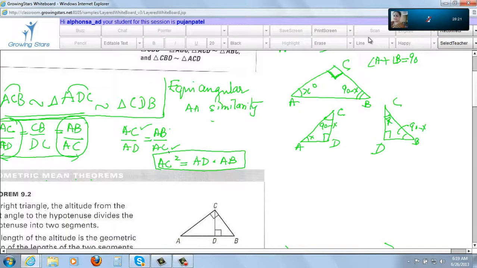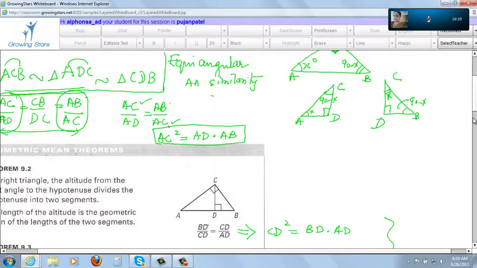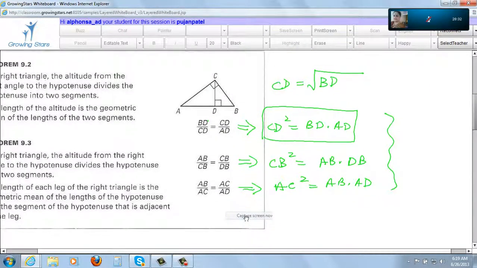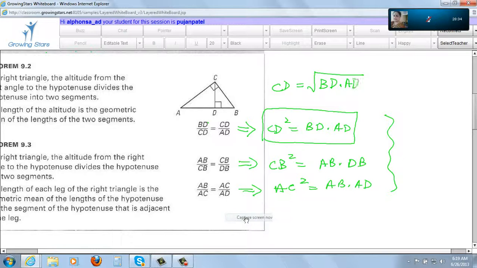Because if CD squared is BD times AD, what will be CD? CD will be the square root of BD times AD. Okay, so this is known as the geometric mean. CD is the geometric mean of BD and AD. So now let's look at the figure and see how we can connect.